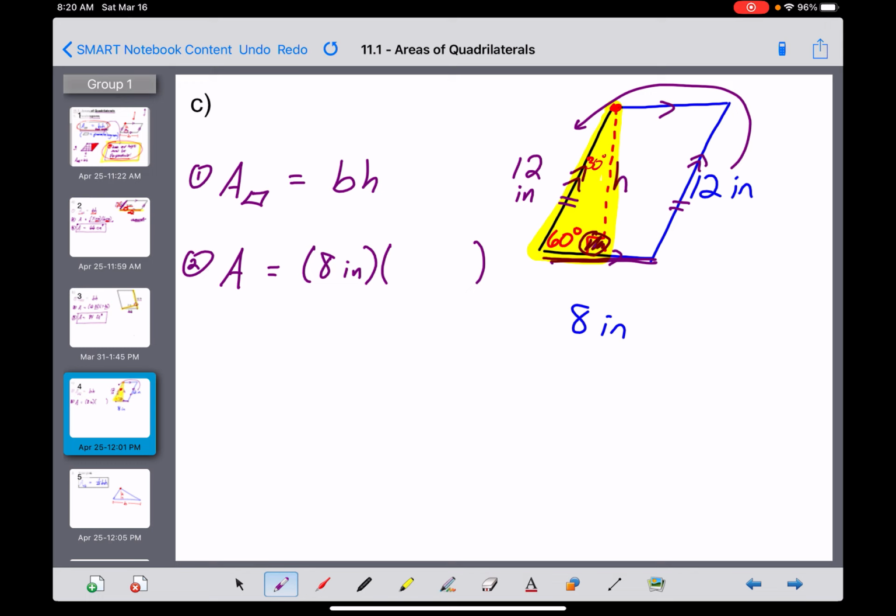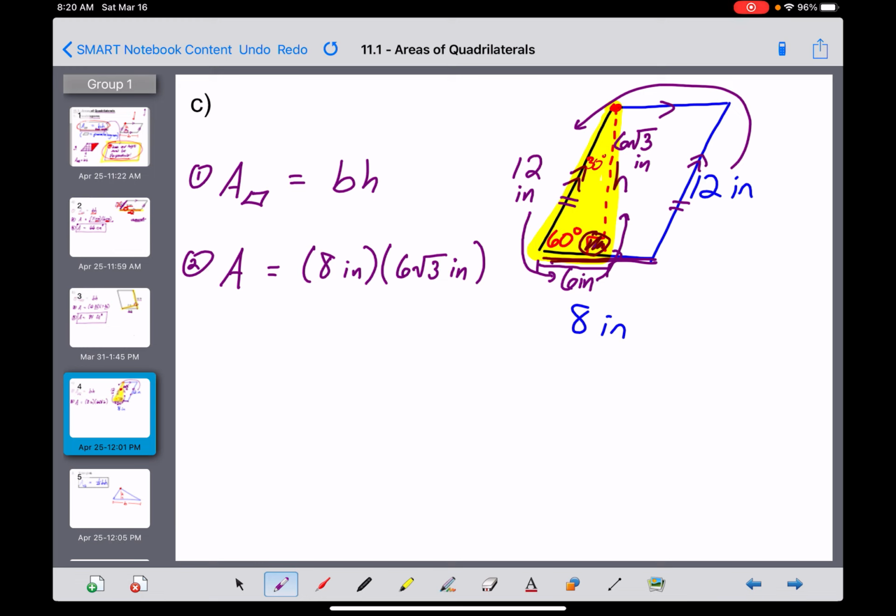So let's see what we remember from the last chapter. How do you go from hypotenuse to short leg? You're going to divide by 2. So this bottom side right here is 6 inches. And then, how do you go from short leg to long leg? We multiply by the square root of 3, so the height here is going to be 6 root 3 inches, and that's what was missing right here. 6 root 3 inches is the height of that parallelogram.